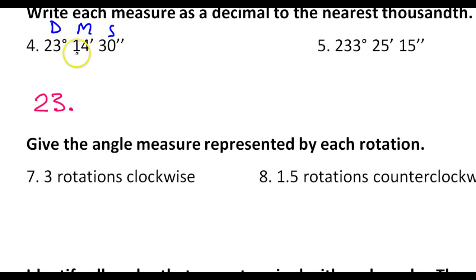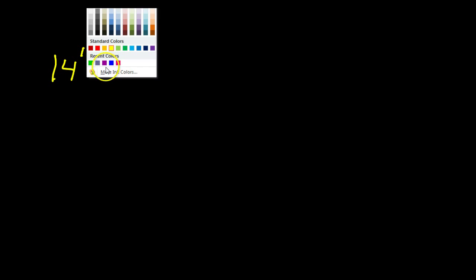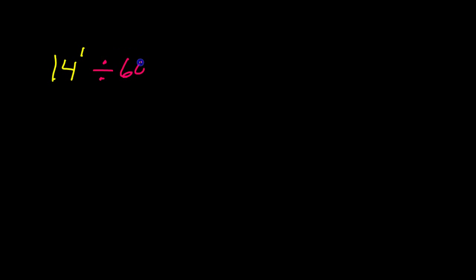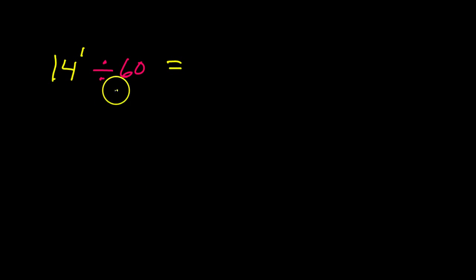Next, we need to convert 14 minutes into degrees. Well, if we wanted to convert degrees into minutes, we multiply by 60. So if I want to convert minutes to degrees, I'm going to divide by 60. So we had 14 minutes. If I take that and I divide by 60, that should give me degrees. So let's see, 14 divided by 60.